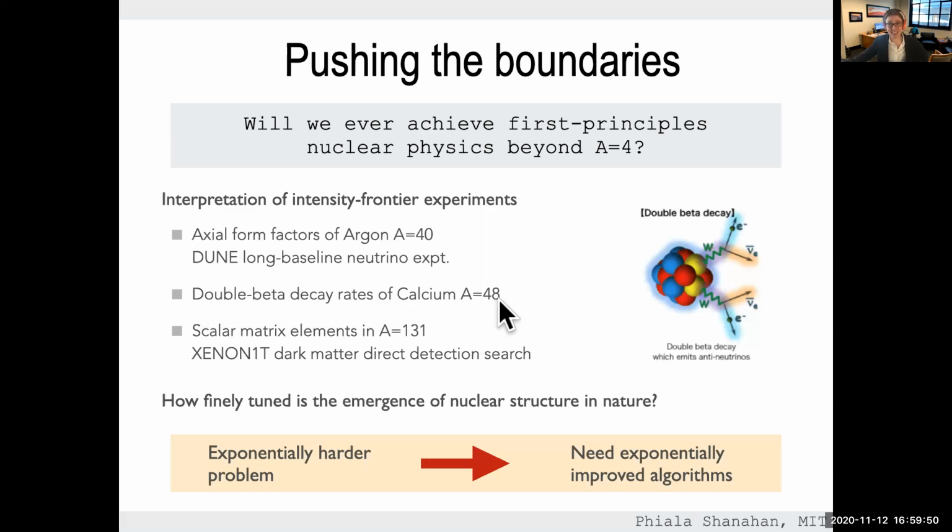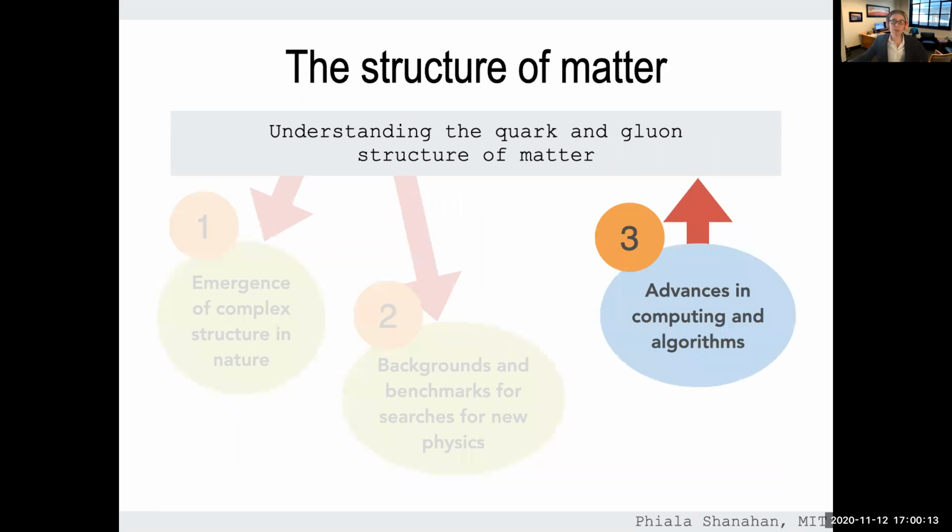Looking for double beta decay, so for telltale signs of whether the neutrino is its own antiparticle or not, the lightest nucleus that undergoes double beta decay is A equals 48. I gave the example of the scalar matrix element, xenon, A equals 131. We'd love to constrain that. So there's real physics cases for trying to study light nuclei and heavy nuclei. But we face computational challenges. So this brings me to the last point.